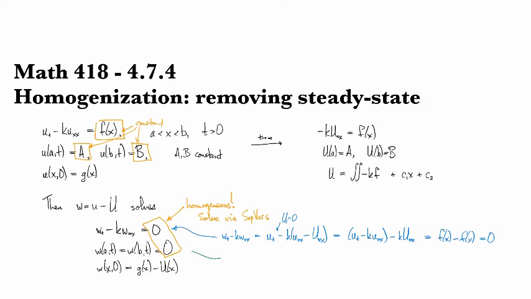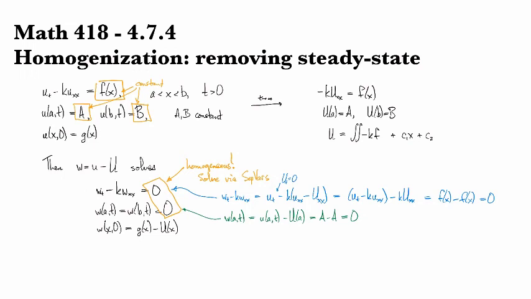For the explanation right here, let's just look at what happens at a. If I take w(a,t), this is going to be u(a,t) minus U(a), which is A minus A equals 0. So that's where that comes from as well.